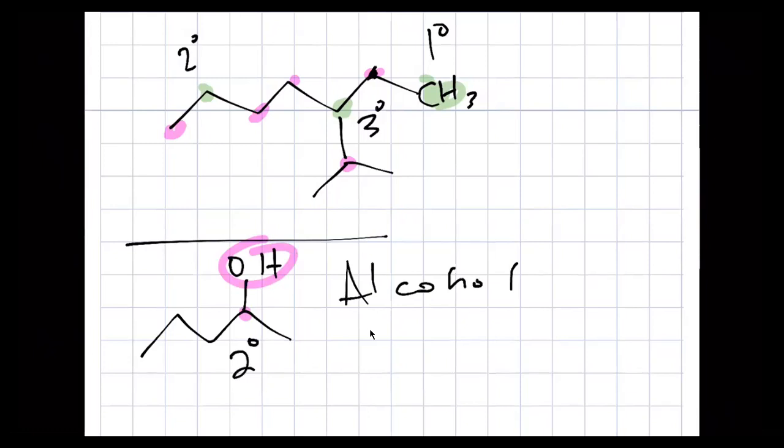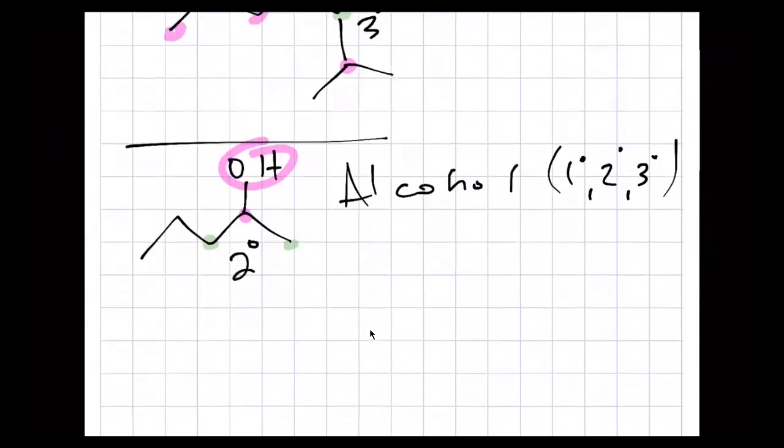Is it a primary? Because you can have primary, secondary, or tertiary alcohols also, just like you can have primary, secondary, tertiary amines. Right? So this is a secondary alcohol. Somebody tell me why. Because it's connected to 2 carbons. Yeah. The OH is on a secondary carbon, right? This carbon that's in pink has 2 carbons attached to it. So it's secondary.